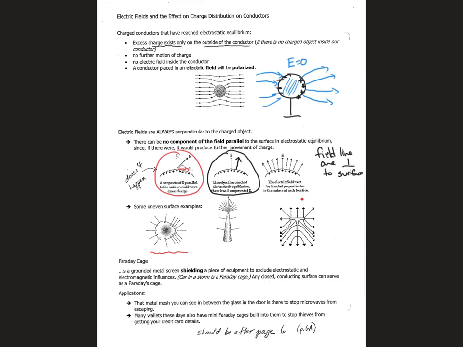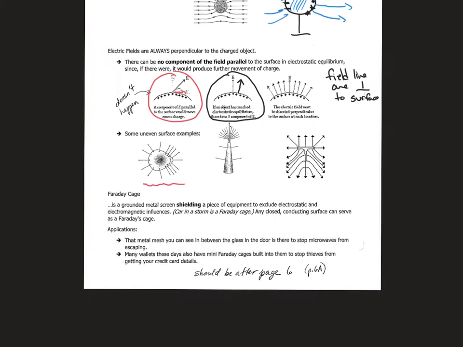And here's another random drawing that shows something like a thumbtack in the middle, and it has a very complex shape. If this is the shape of the metal object, its field lines can get quite complex, but the rule is that it's always perpendicular to the surface.